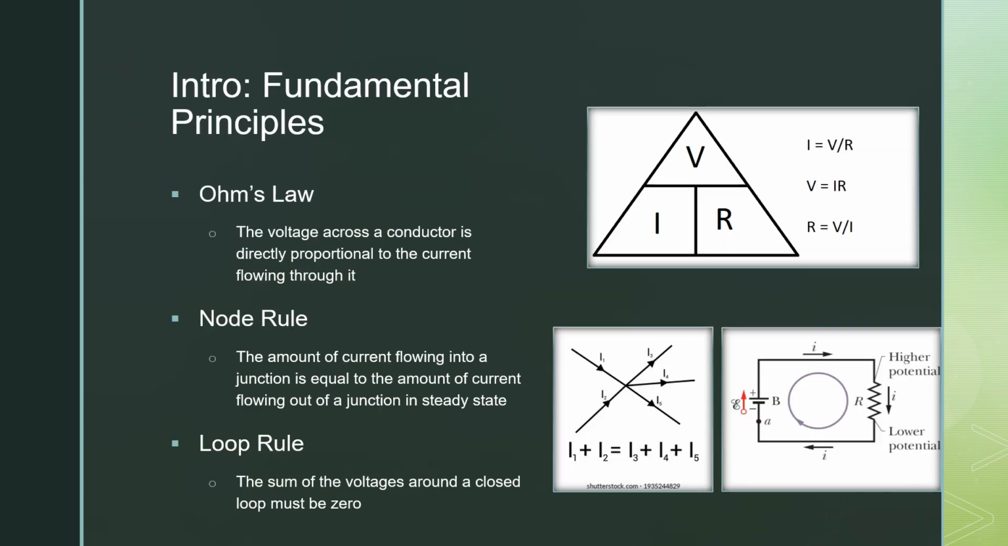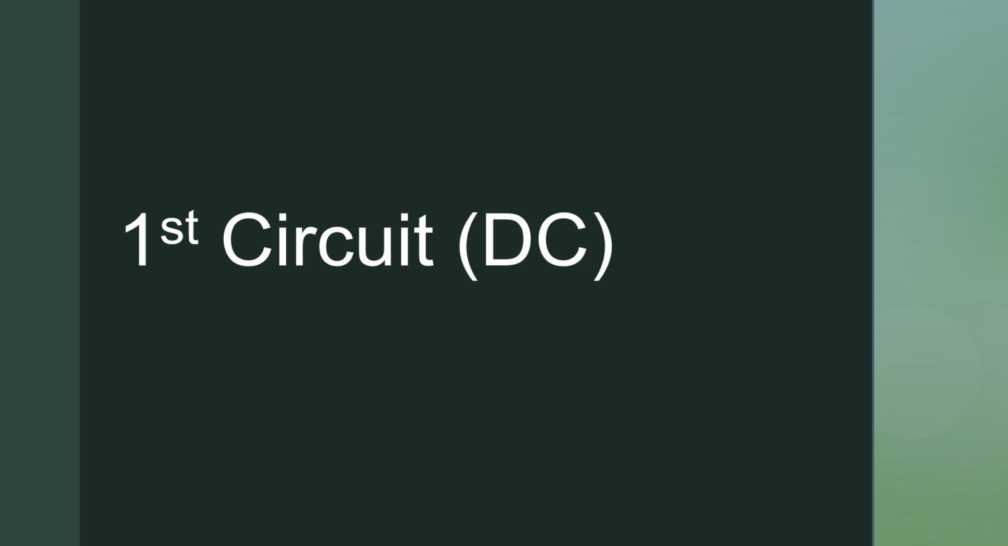We used three fundamental principles: Ohm's law, voltage is directly proportional to current; node rule, current entering a junction equals current leaving; and loop rule, the sum of voltages in a closed loop must be zero. And now I'm going to move on to the first circuit, the DC circuit.